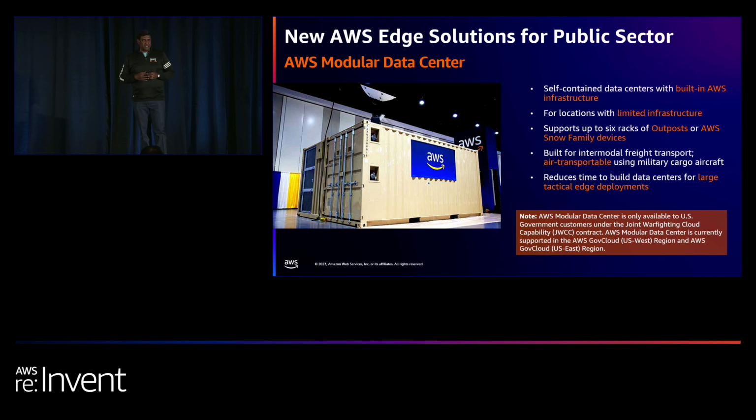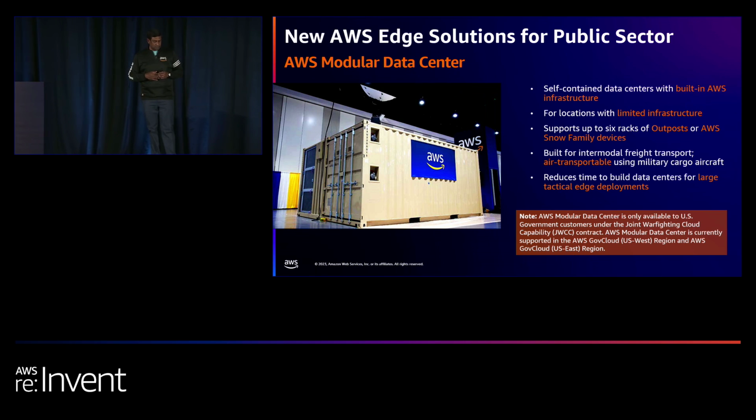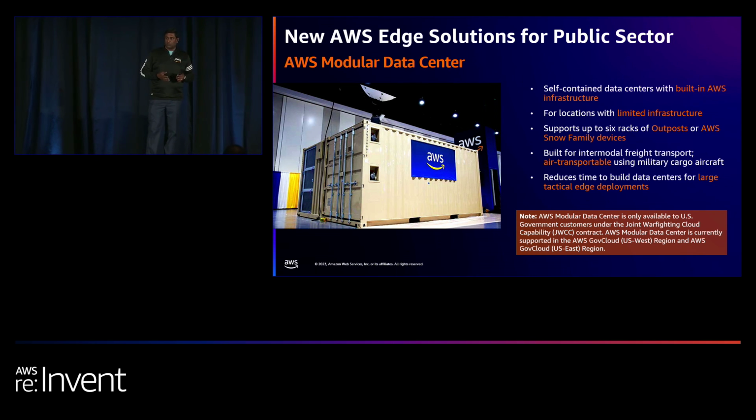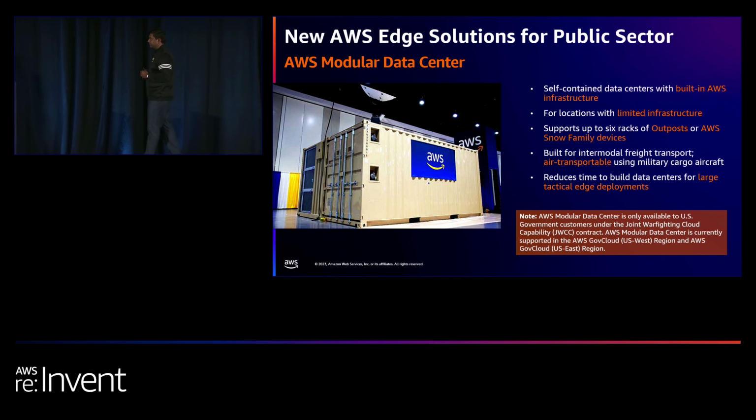Using an AWS MDC, the customers can quickly deploy many thousands of compute cores and the ability to store many petabytes of data. So the AWS MDC is a secure, environmentally controlled physical enclosure that can support up to 6 Outposts racks or 6 racks of the Snow devices, the similar solution that you just saw in the previous slide. You can mix and match. You can have some Outpost racks and some racks of Snow devices as well.